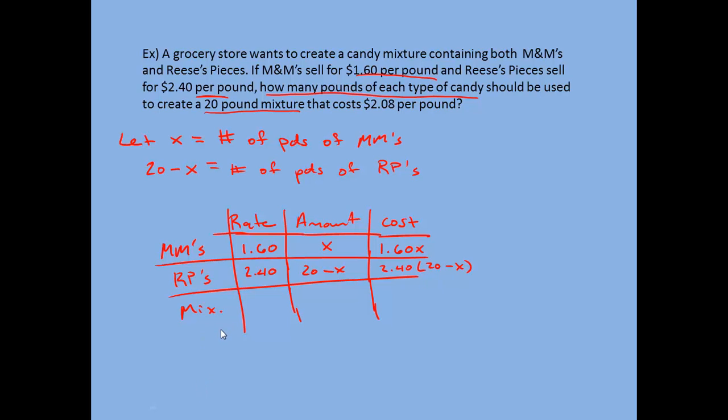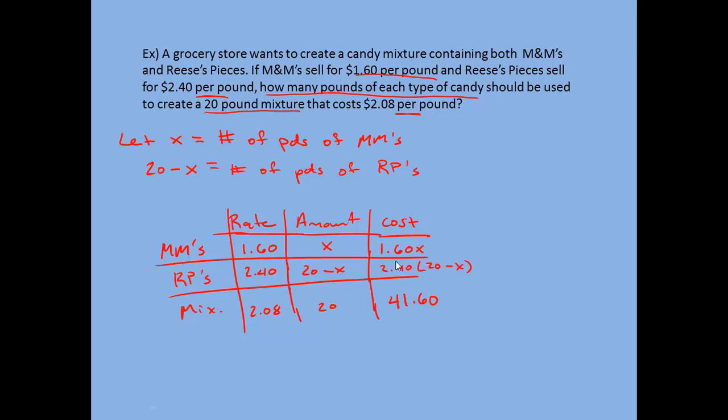And then for the mixture, the rate of the mixture is $2.08 per pound, so this will be 2.08, times the amount. Well, how many pounds is the mixture? The mixture is 20 pounds total. We know that, so this will be times 20. And then we're just going to do 2.08 times 20, and that comes to 41.60. This gives us the cost of the mixture. So we know the total mixture is going to cost $41.60.